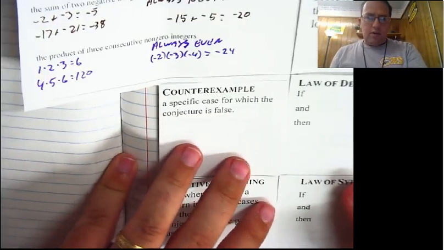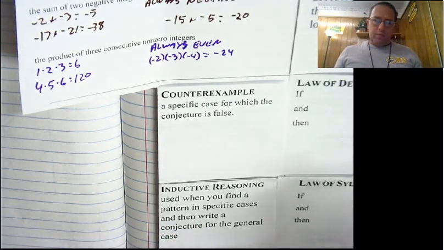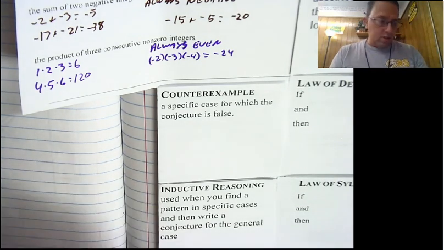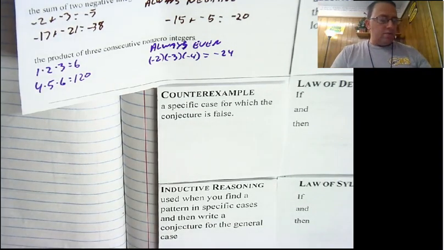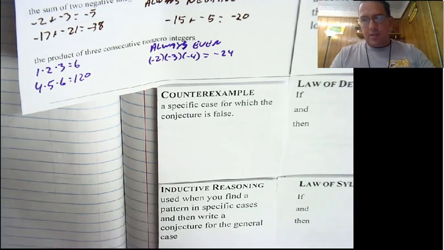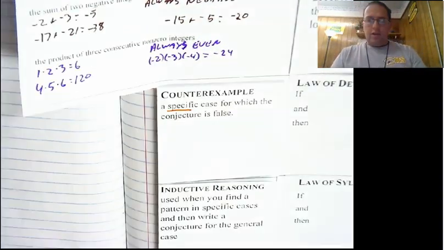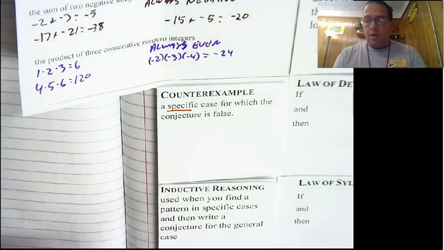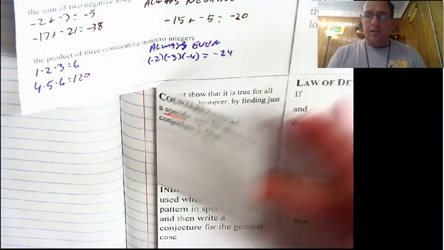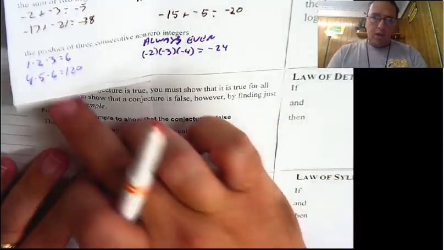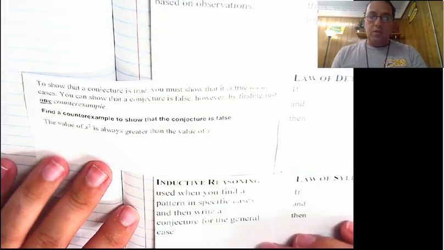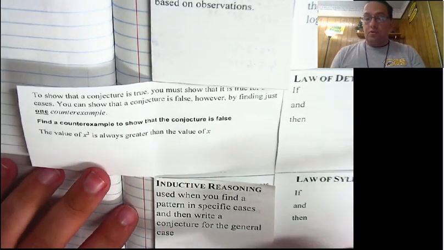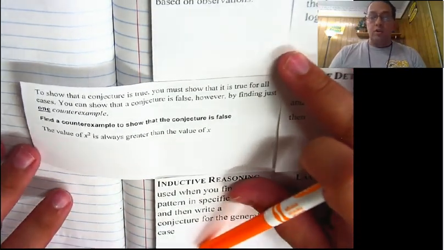Okay. So now it comes to counterexamples. This is a specific case for which the conjecture is false. Notice that a counterexample is specific. You can't just say, yeah, well, sometimes it doesn't work. Okay, yeah, when? Prove it, buddy. You've got to have a specific case when it doesn't work. And in order for a statement to be false, you only have to have one counterexample. If a statement is 99% true, then that statement is 100% false.